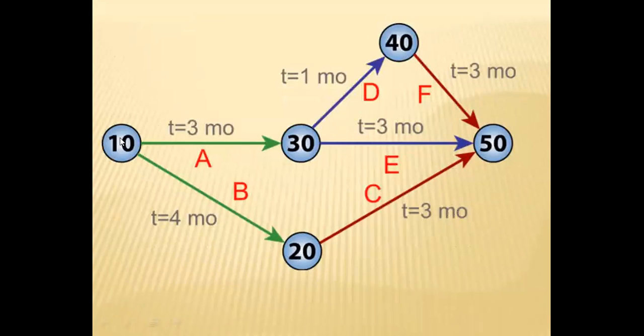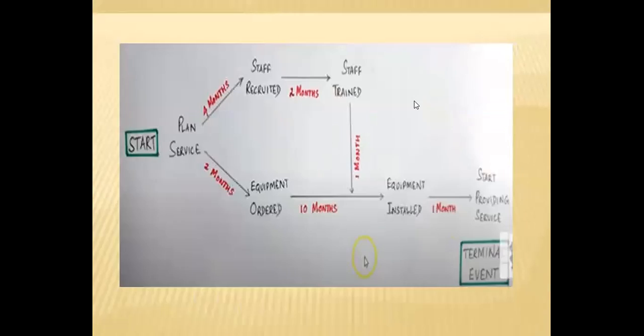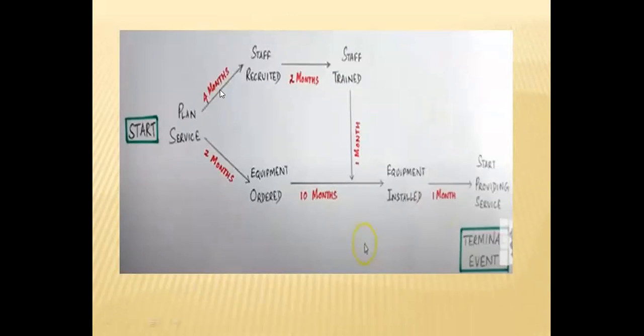For example, take a project which can take 4 months, and a different network is drawn in the form of PERT analysis. For example, we plan a service: staff recruited in 4 months, staff recruited in 2 months, and equipment ordered, and therefore equipment installed, start providing services, and the terminal event.